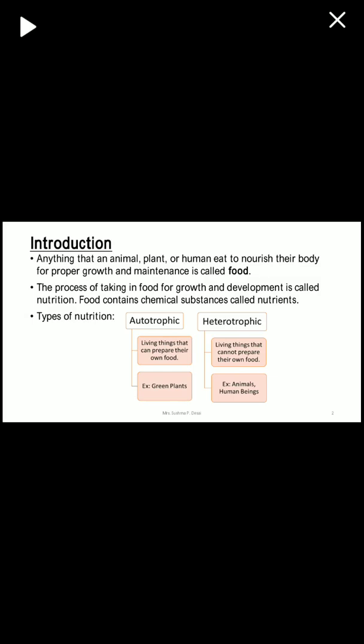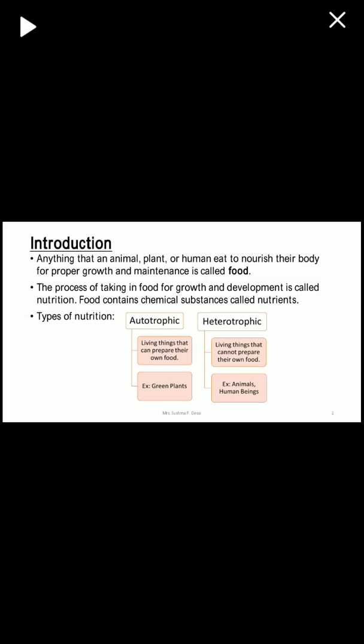And how does this nutrition happen? With the help of nutrients. Can you name the nutrients? The nutrients are carbohydrates, fats, proteins, vitamins and minerals.